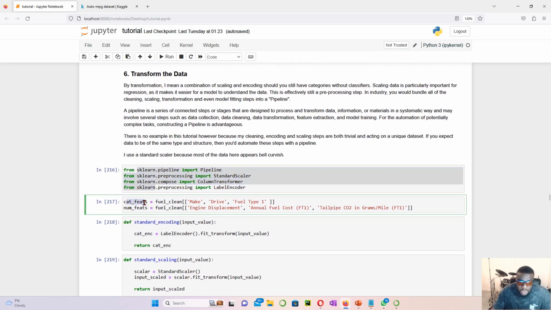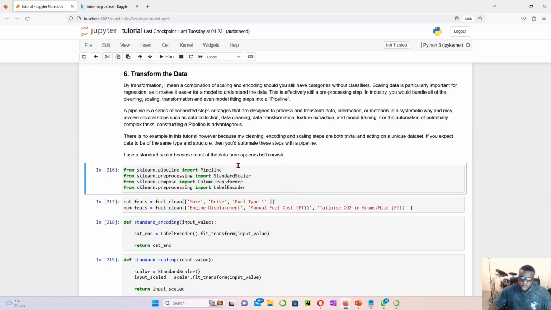I make some slices of categorical features and numerical features. I need to standardize the numerical features, and I need to encode the categorical features, and that basically forms my transformation part of the pipeline, right? So pipelines are basically interconnected steps or stages that are designed to automate a certain protocol. In this case, my data analysis into machine learning protocol. So if I was to actually do a proper pipeline, then this encoding and scaling stage would form 2 nodes in my pipeline.